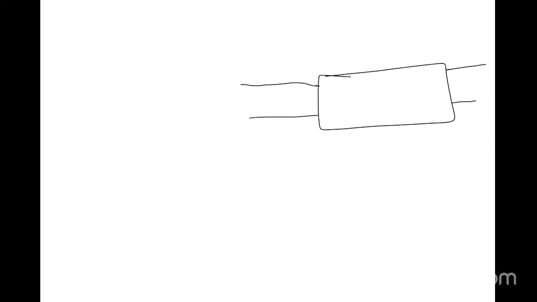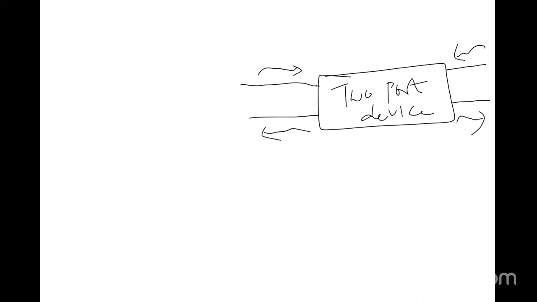This is a two-port device. Whatever is going inside, the input, is represented with an inside arrow. Next, the output is represented with an outside arrow. Here also, input is represented with an inside arrow, and output is represented with an outside arrow. Here, inside is always represented with a plus symbol, and outside is represented with a minus symbol.